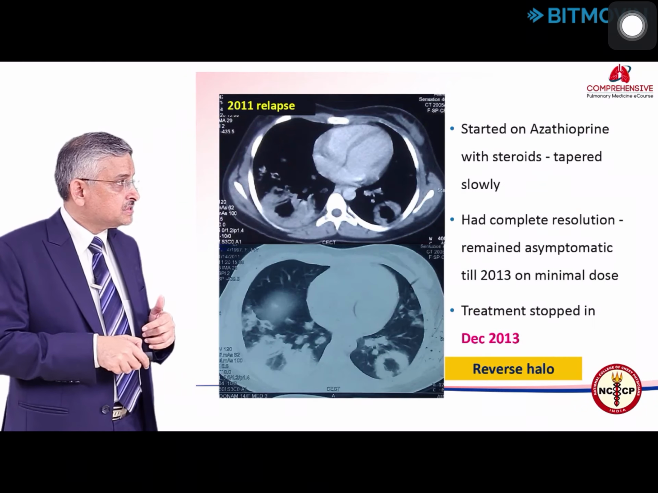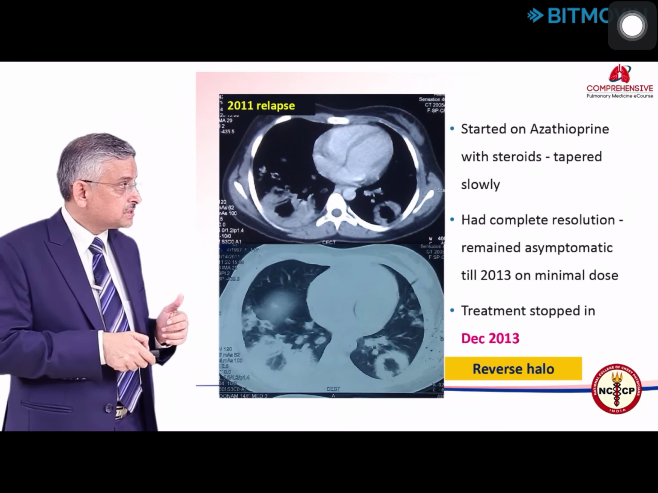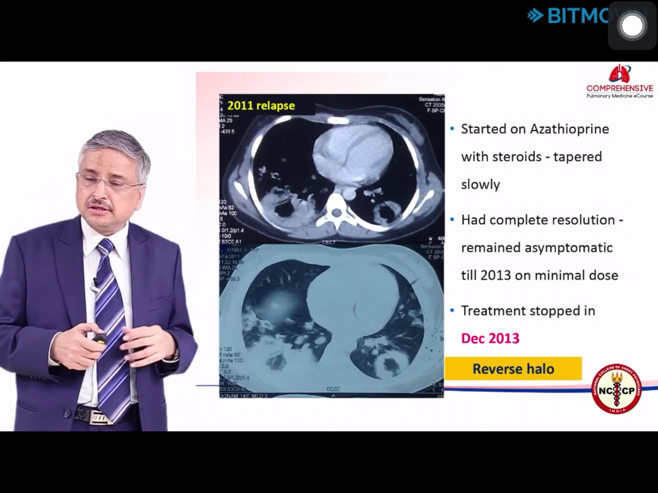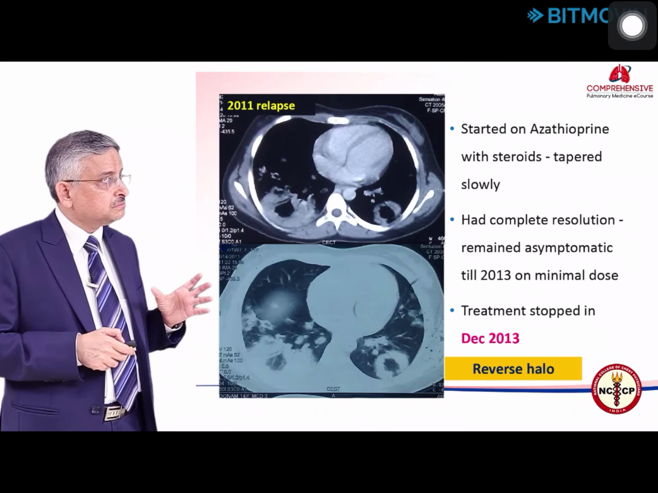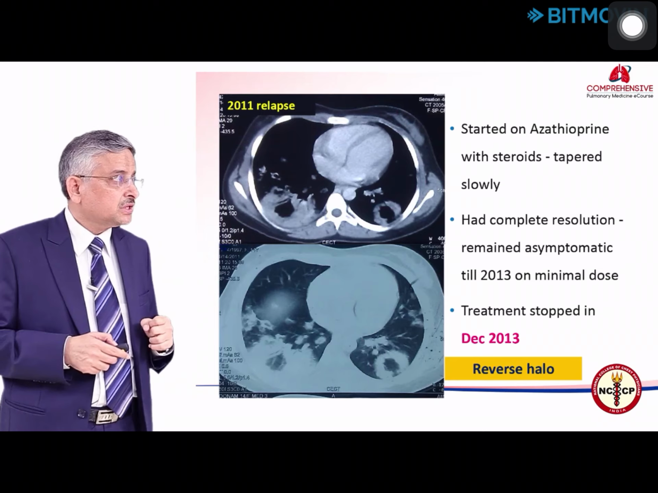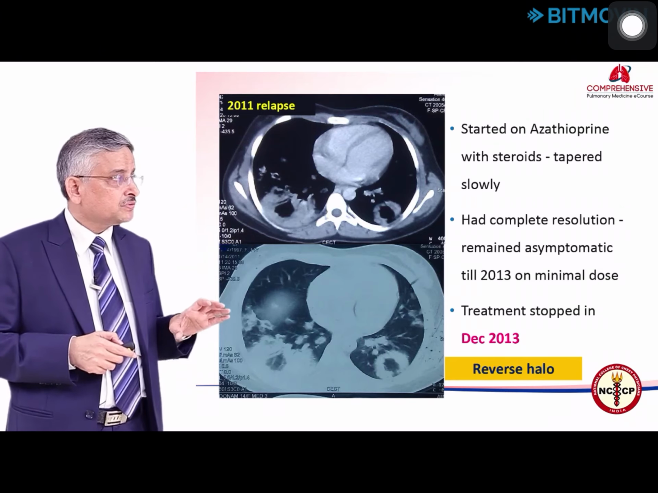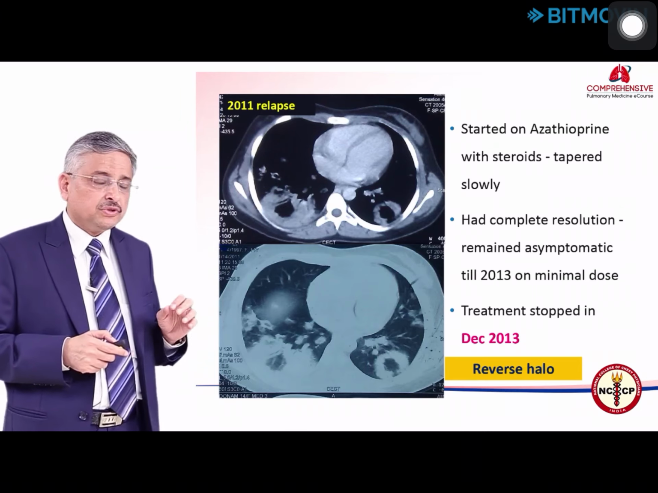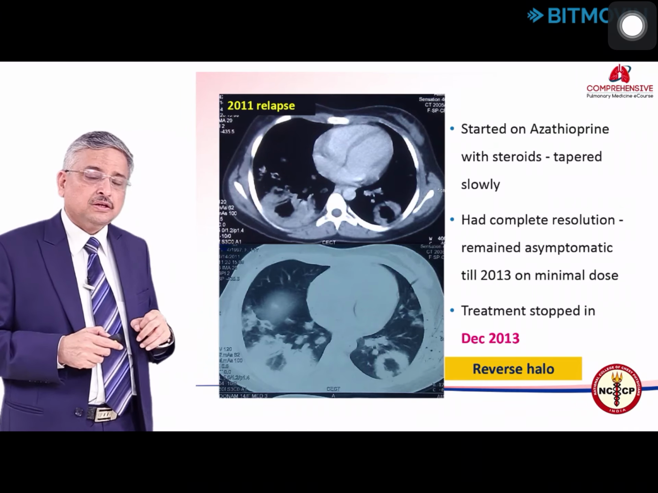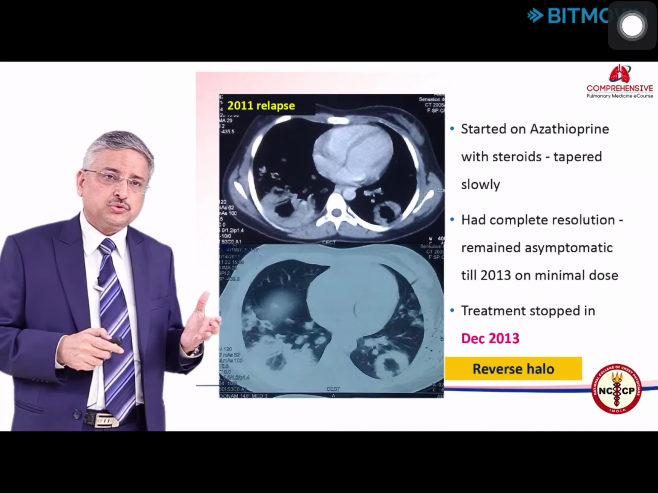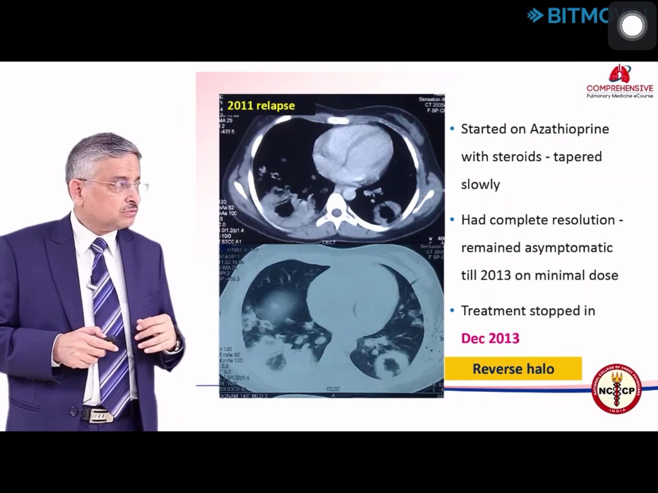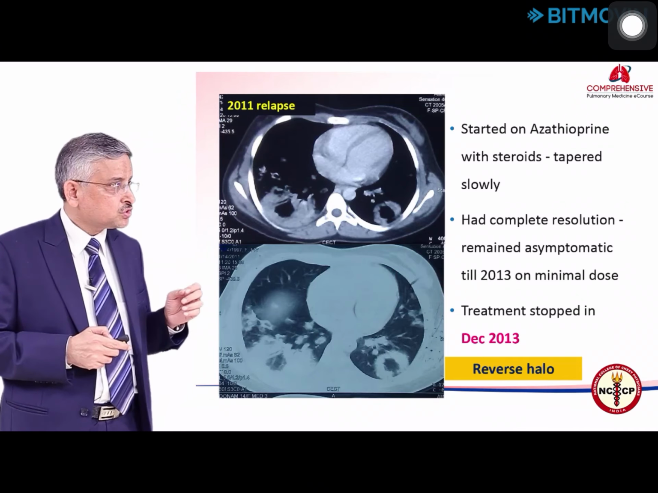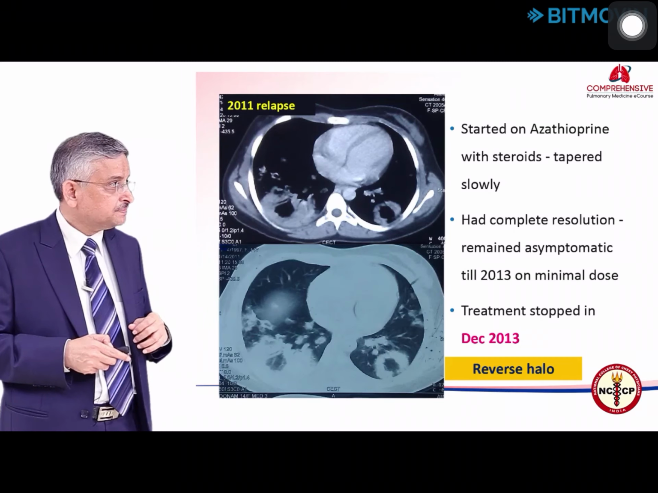This time she had these dense shadows where you can see this clearing in the center, and this is classically what is known as the reverse halo sign. So, she had a classical reverse halo sign. She was started this time on a combination of steroids and azathioprine, and again we tapered it off slowly, and she had complete resolution and remained asymptomatic till 2013 with a minimal dose of steroids. Her father used to ring me up from Bhubaneswar. He rang me up and told me that she is totally all right and on 5 milligram alternate day, and can I stop it because she is not wanting to take it, and we stopped her treatment in December 2013.